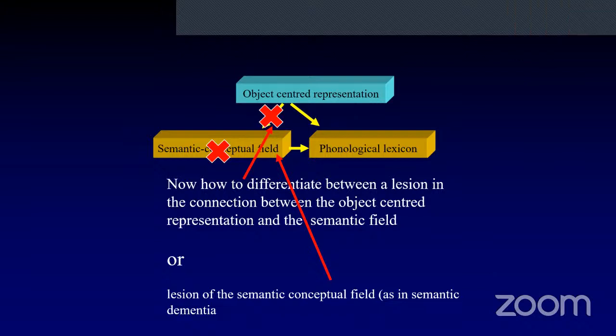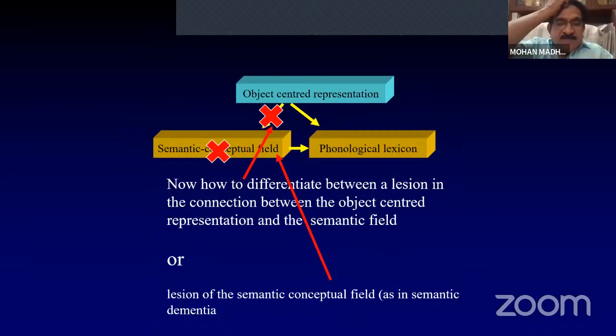That is matching, sir. Pardon? Matching, sir. Matching does not mean recognition. Matching comes from the upper perception only. Matching will be lost only if the upper perception is lost. That's the basic step, in the initial steps. You can match an object without recognizing or naming it, and even with semantic loss you can match.